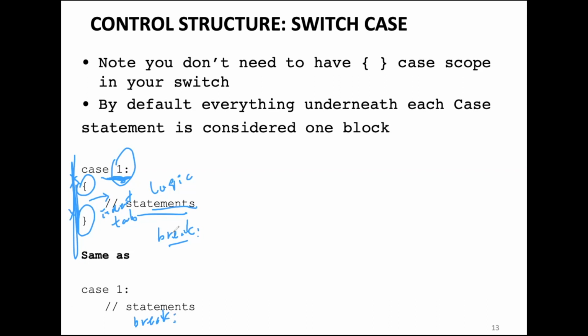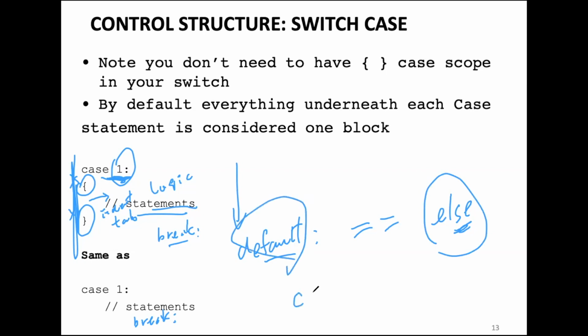So that's it at the end of the statements, and there is also the default case. The default case is basically the catch-all. You can think of this as equivalent to the else statement inside the logical control structure. So they're kind of similar. This is what we call the catch-all.